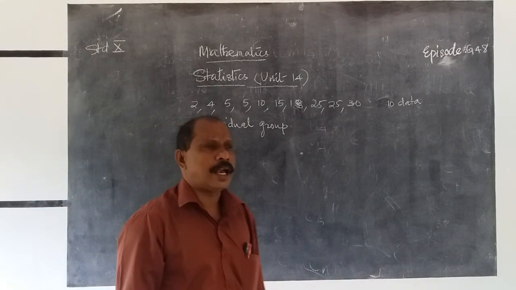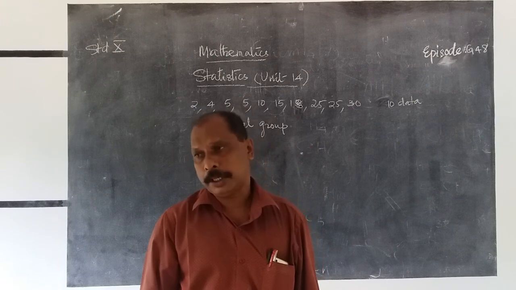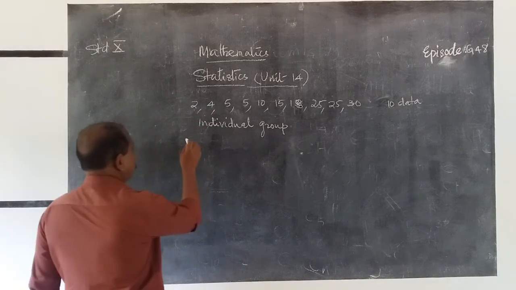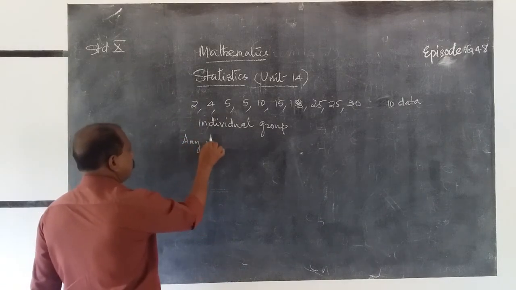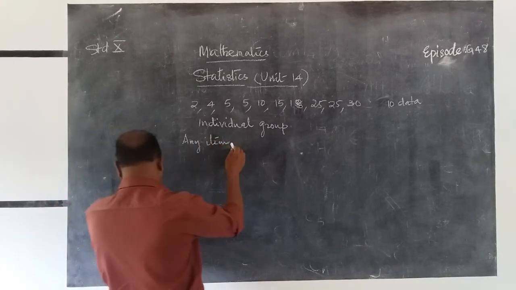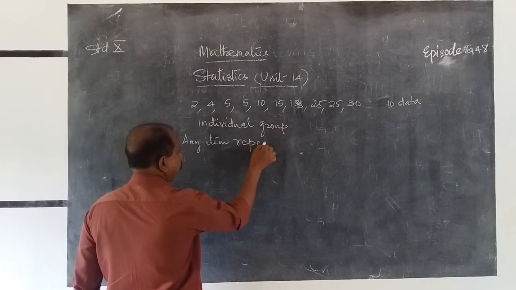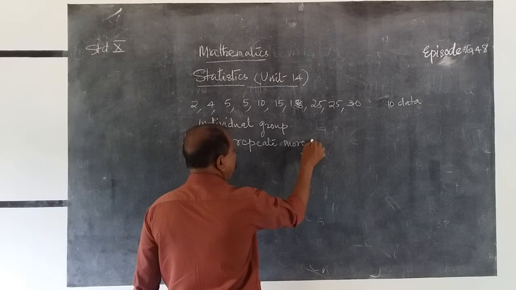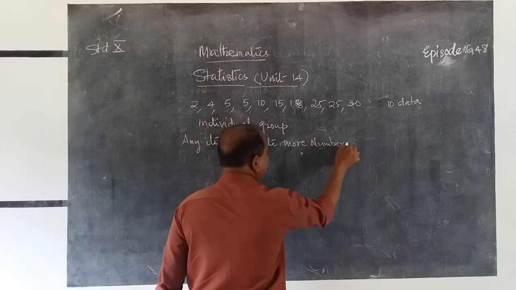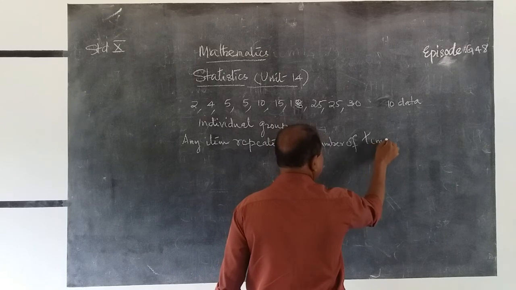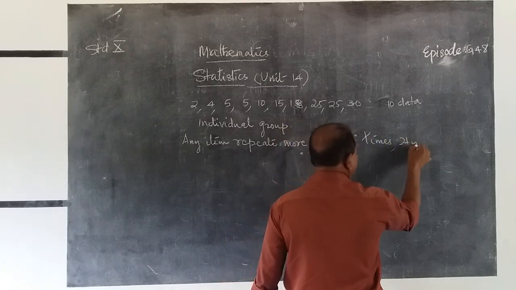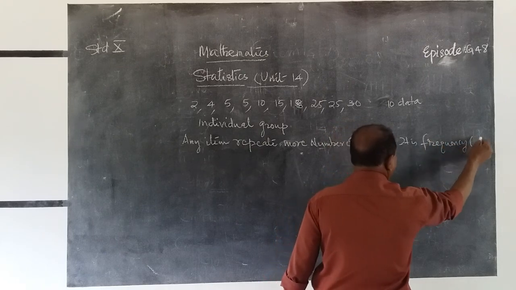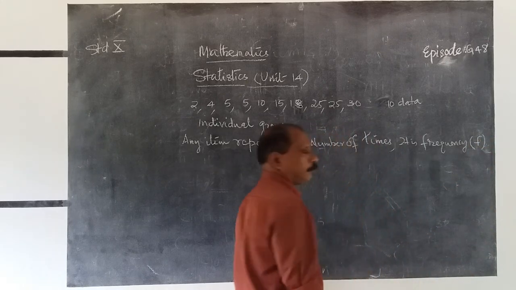Similarly, we know that when any number is repeated two or more times, that number of repetitions is known as frequency. That means any item repeated more number of times is its frequency. That is the notation for frequency.